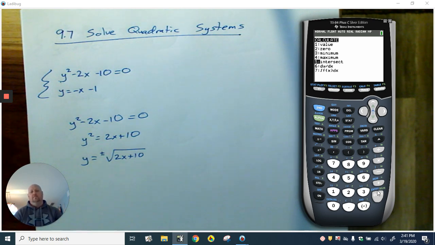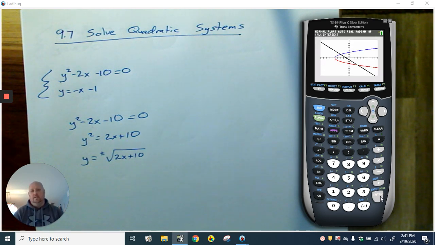Now, the intersect feature works in a three-step process. What you do is put the cursor on the first curve. The way you move between curves is you just press the up button. We're actually on the third curve right now, and then I press up and go to the second, so you can toggle between the three lines. So the first curve we're going to use is the blue line. You put the cursor anywhere on the blue line.